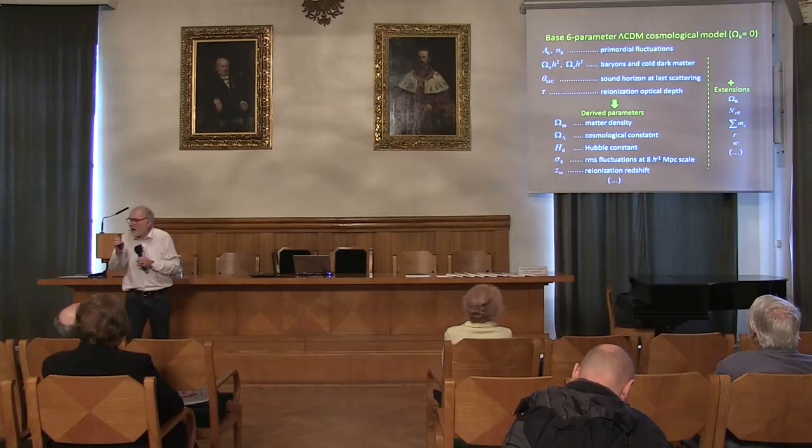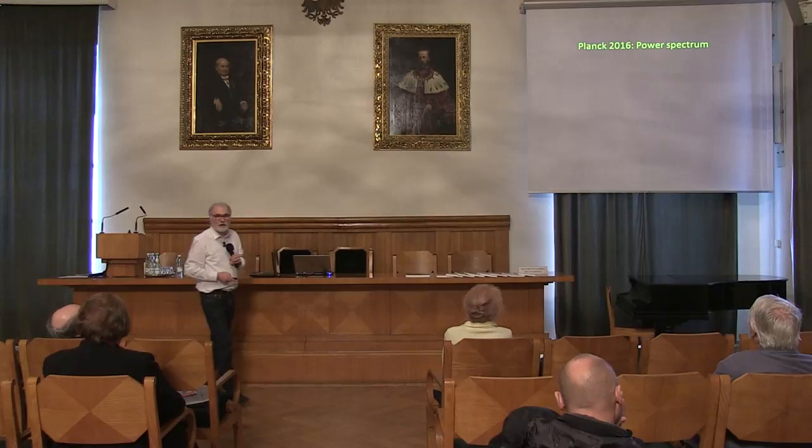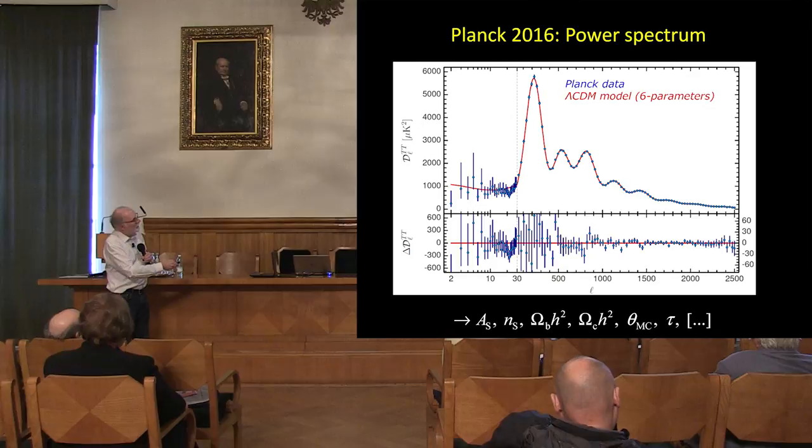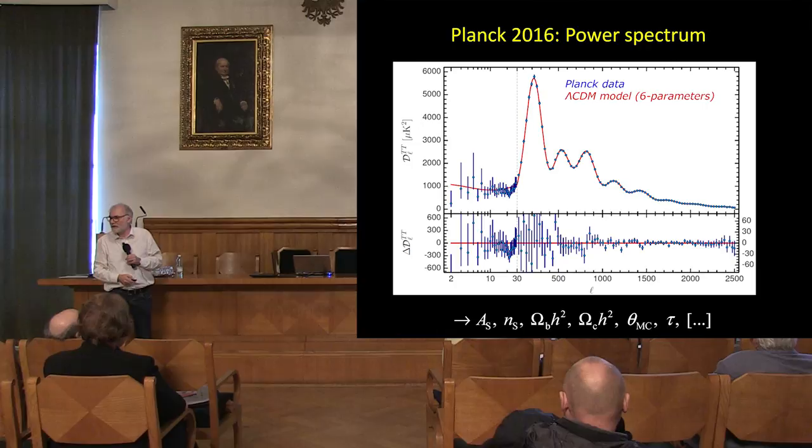So this is the latest version of the power spectrum as measured by Planck, and there it is. So you see the blue points are the experimental data and the red curve is the best fit model with those six free parameters. And this is astonishingly good.